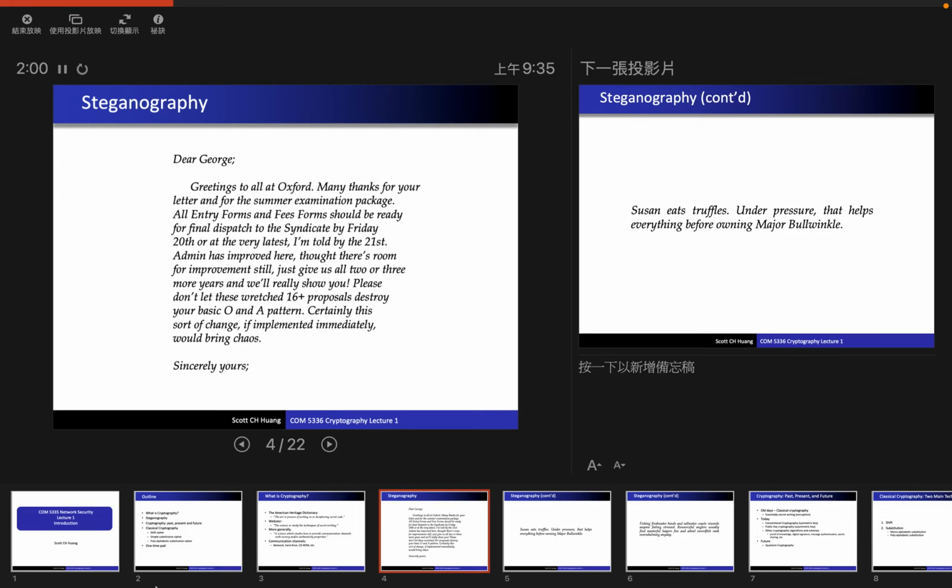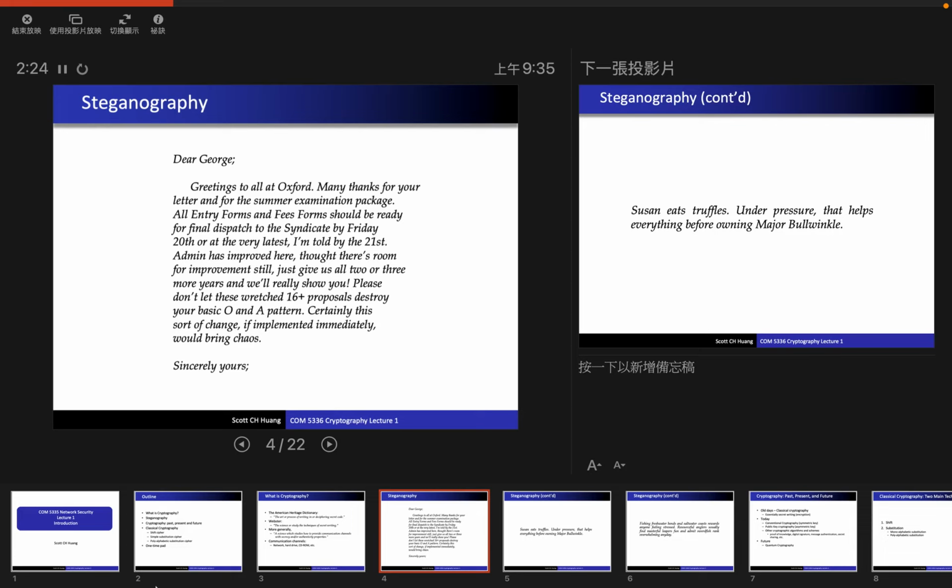There are many examples like this if you just Google steganography. So you look at the last word of each line, and you get a secret message. So this is one example. This is an old form of cryptography.